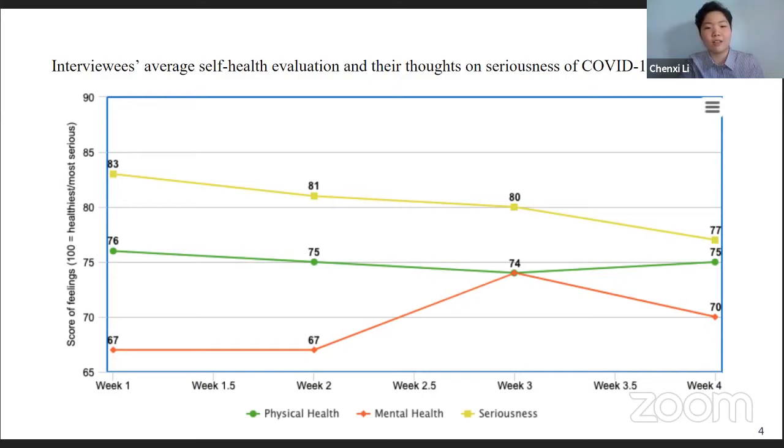From this data, we found that the average seriousness score in yellow has been gradually getting lower, interestingly enough, and the average feeling scores in green and red fluctuate each week, but mostly stay in the range between high 60s and low 70s. And now let's take a look at the student perspectives.